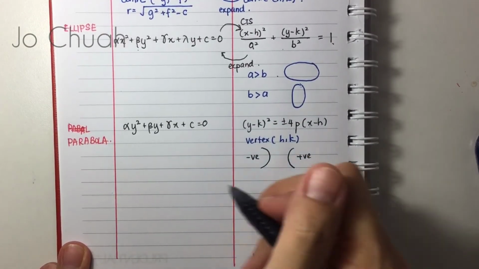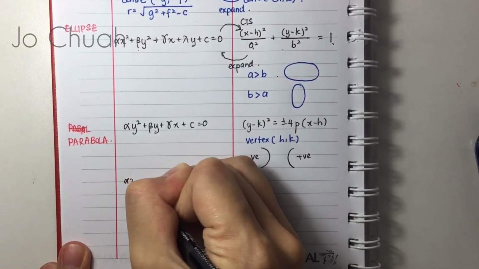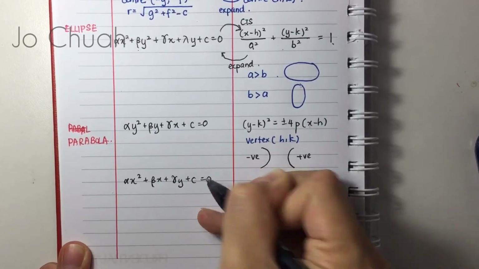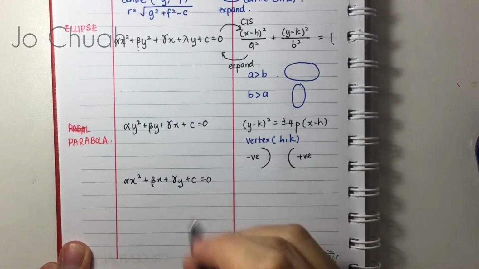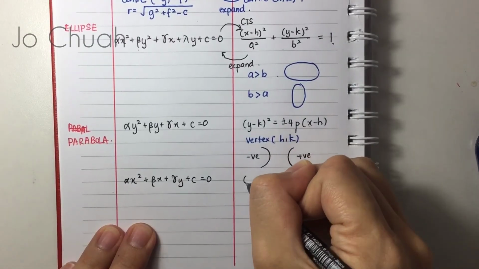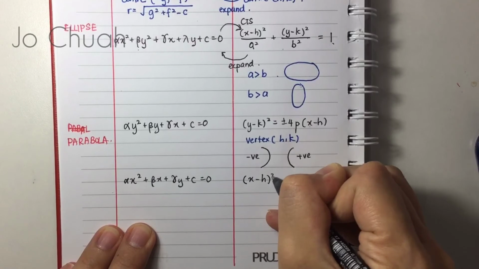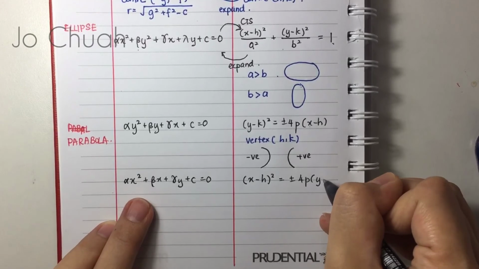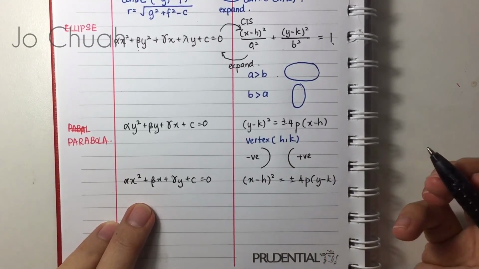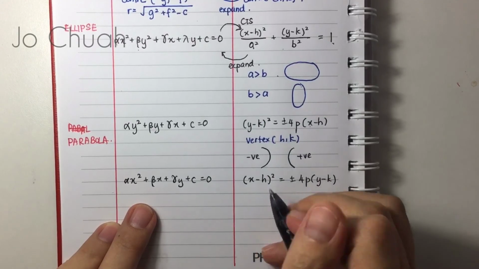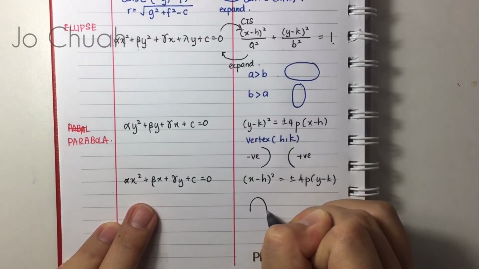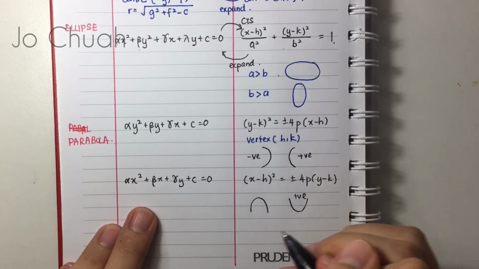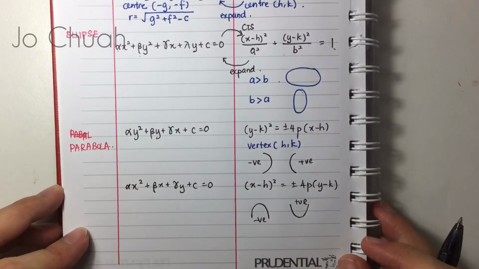Okay, and the next one will be alpha x squared plus beta x plus gamma y plus c equals 0. If you complete the square, you would get something like (x minus h) squared equals plus or minus 4p (y minus k). Since this is y here, the shape is either like this or like this. This is upwards for the positive, and this is for the negative.